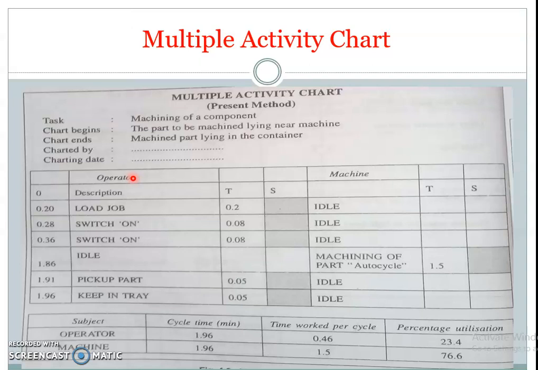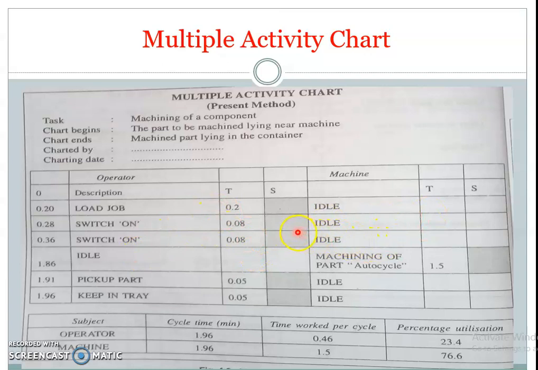These columns are placed against the common time scale, which starts at 0 and ends at the cycle time of the job. The task to be performed is broken into small elements, and each time element is measured with the help of a stopwatch. The activities are then recorded in the chart in their respective columns.